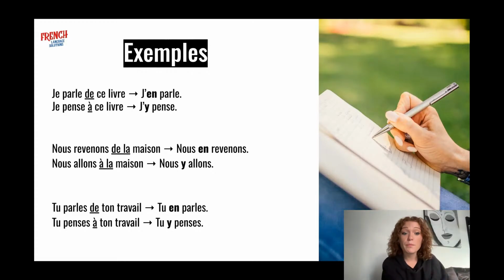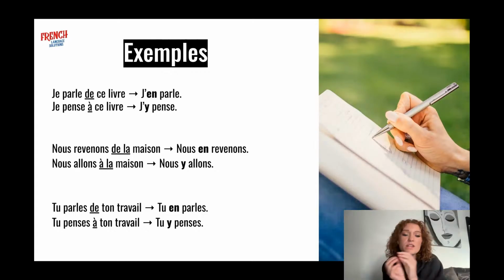But if I say "je pense à ce livre," I think about this book. Here is the à. Because it's the à, I'm going to replace everything with the y. So when it's de, I put en. When it's à, I put y. Another one. "Nous revenons de la maison." We're coming back from the house. De la maison. I have de la. "Nous en revenons." But if I say "nous allons à la maison," we go to the house. It's à. "Nous y allons."